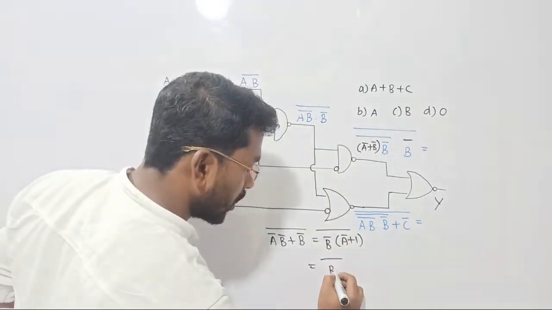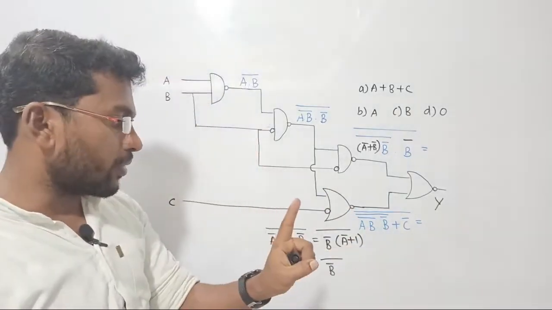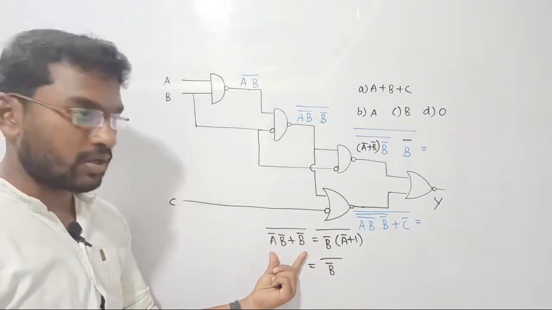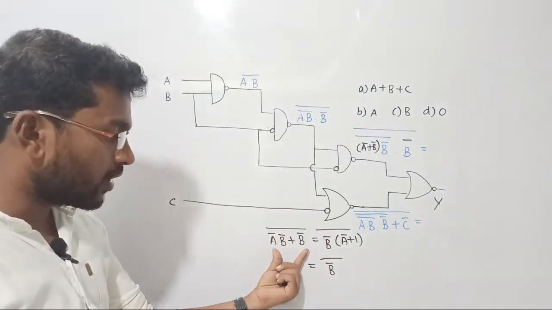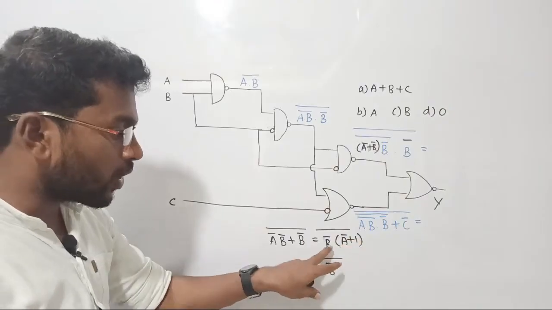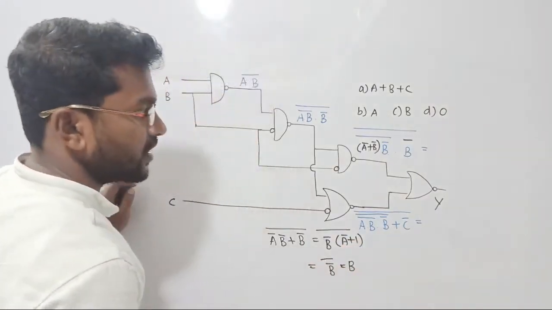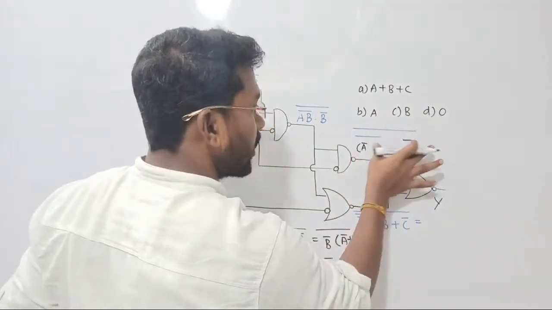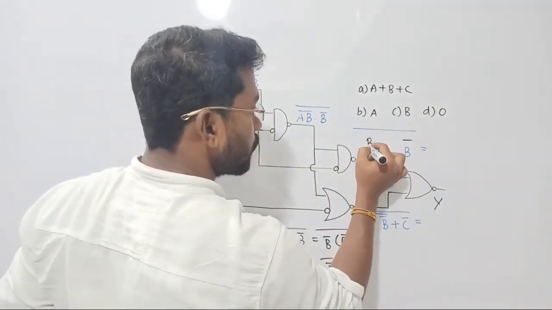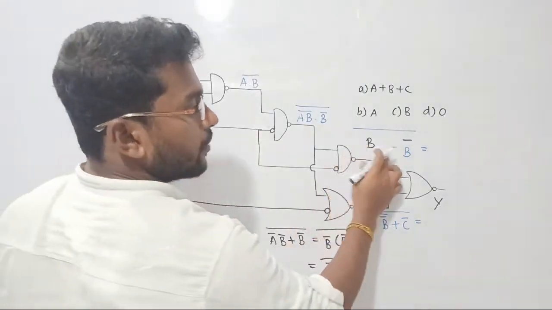So here we have only b bar. A bar plus 1 will become what? See, we can take b bar from outside now. From these two terms we can take b bar outside. So a bar plus 1 will become 1. So 1 dot b bar becomes b bar. B bar whole bar will become b only. Such that what I got here, this whole expression can be replaced by b. Finally I got b dot b bar.